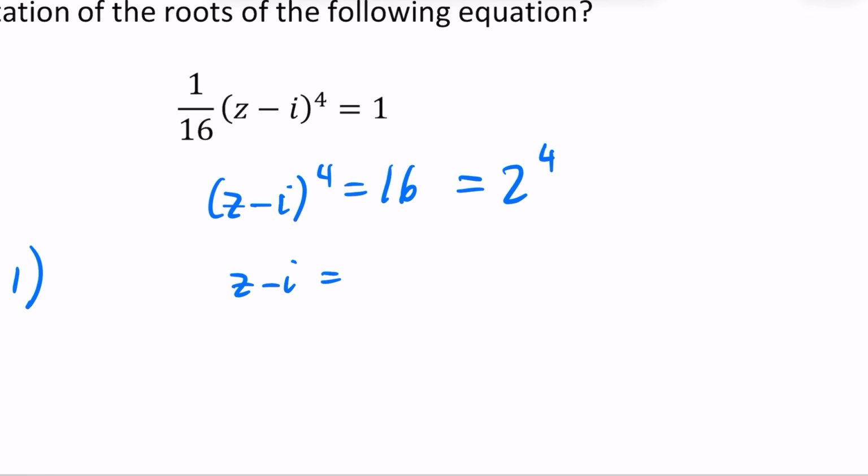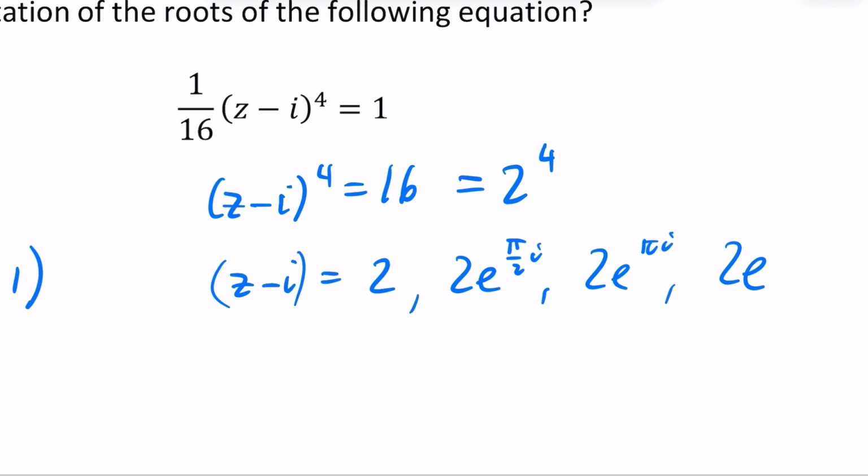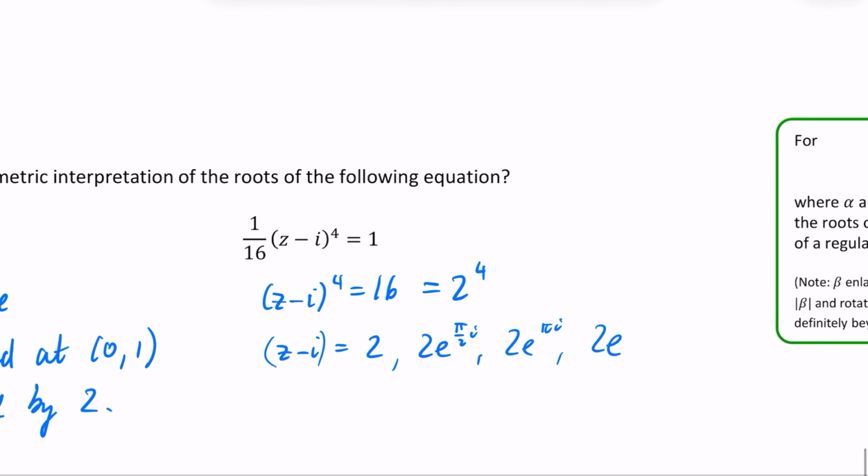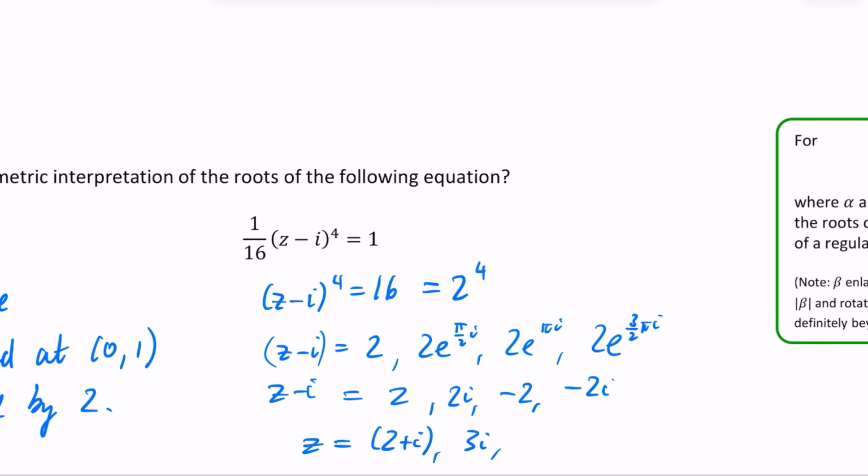If you were going to go about just solving this question, we can then see that z minus i is equal to just 2. But if I was going to find out what the other values are, we would increase it by pi over 2 each time. So you get 2e to the pi over 2 i, 2e to the pi i, and then 2e to the 3 over 2 pi i, which works out as 2i, minus 2 and minus 2i, meaning our solutions are 2 plus i, 3i, minus 2 plus i, and minus i that you've got there.